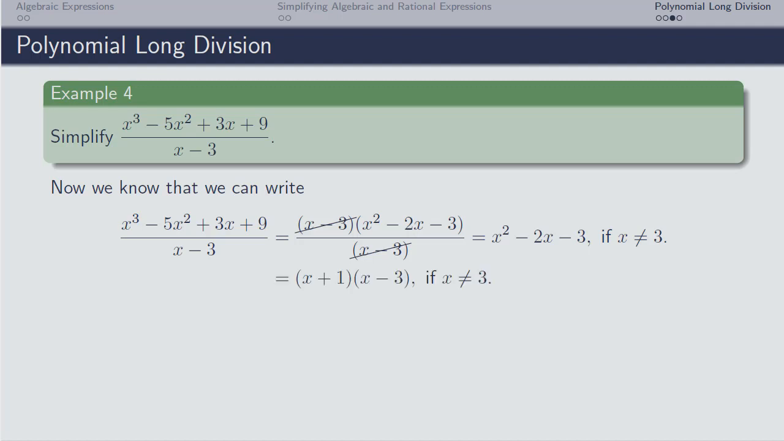Now, that polynomial, x squared minus 2x minus 3, I can factor that. That factors into x plus 1 times x minus 3. I can use polynomial long division to factor this. If I know what one of the factors is, I can use that to get the other factor. Let's do another example.